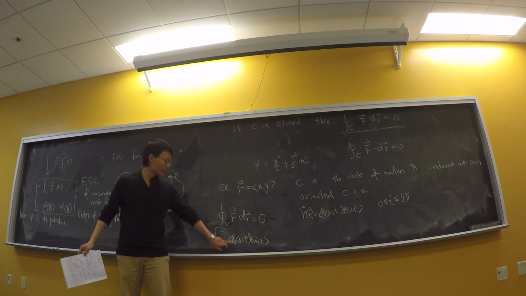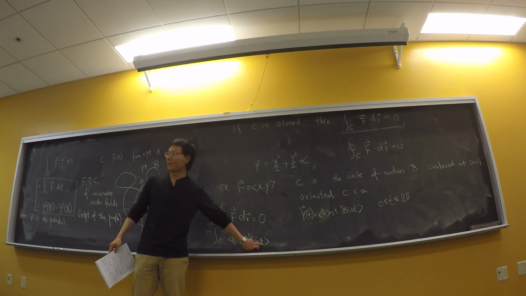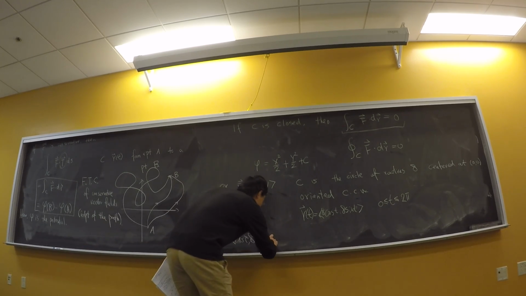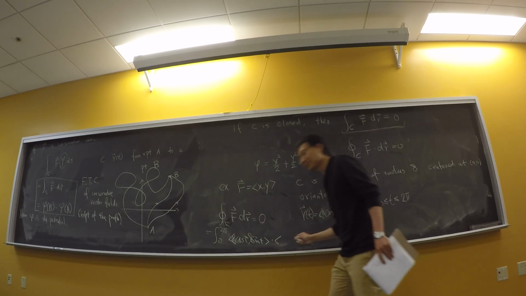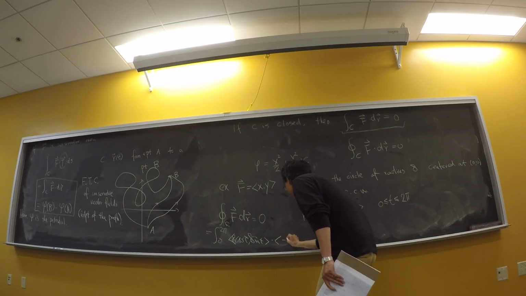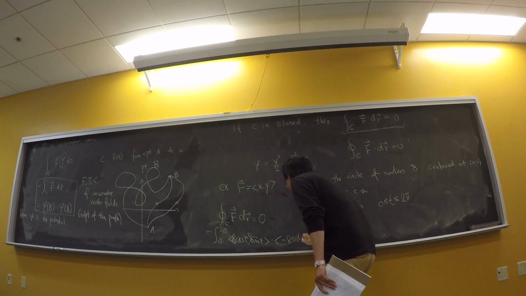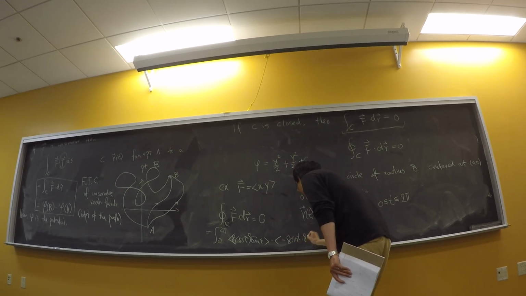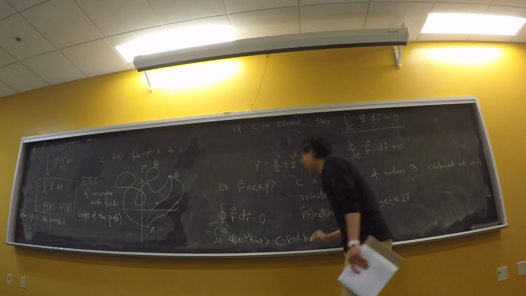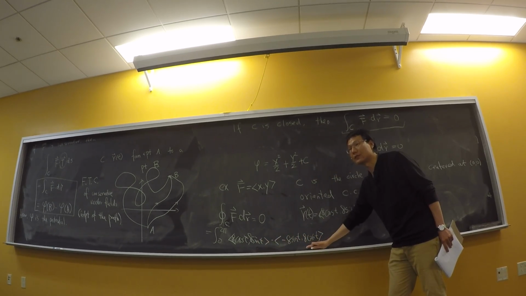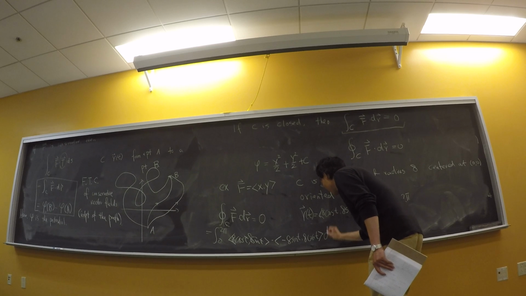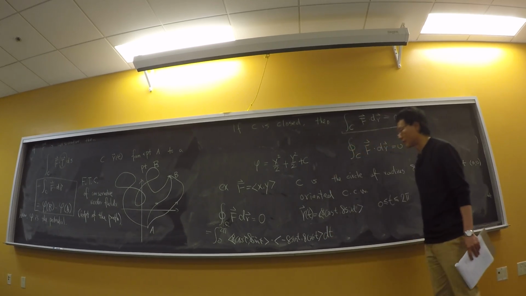So x, y is equal to 8 cosine t and 8 sine t here. Okay? And then I have to multiply by the derivative of this function. What is the derivative of this function? Minus 8 sine t and 8 cosine t. So the dot product between the vector field and the tangent vector of the curve, and then I'm taking the integral with respect to t.